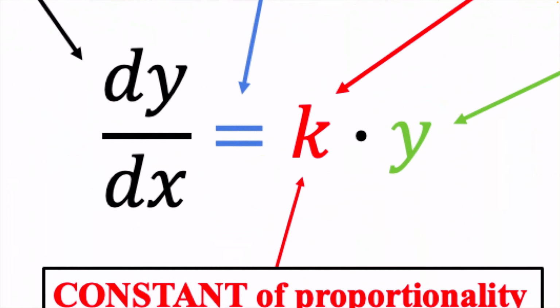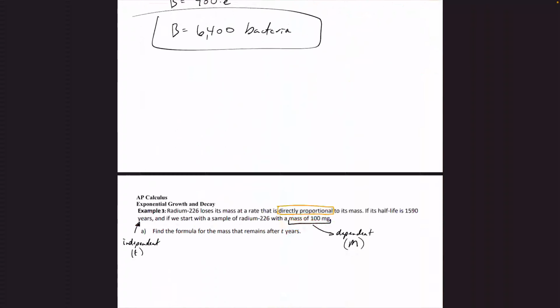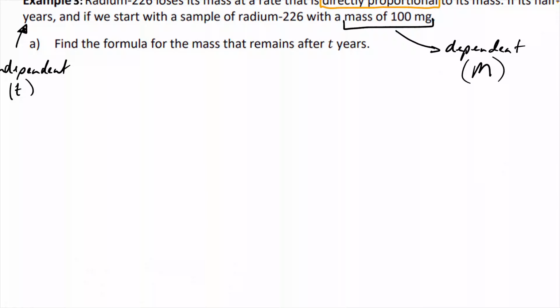What is it going to say? dM/dt equals k times M. Perfect. dM over dt equals k times M. Okay.